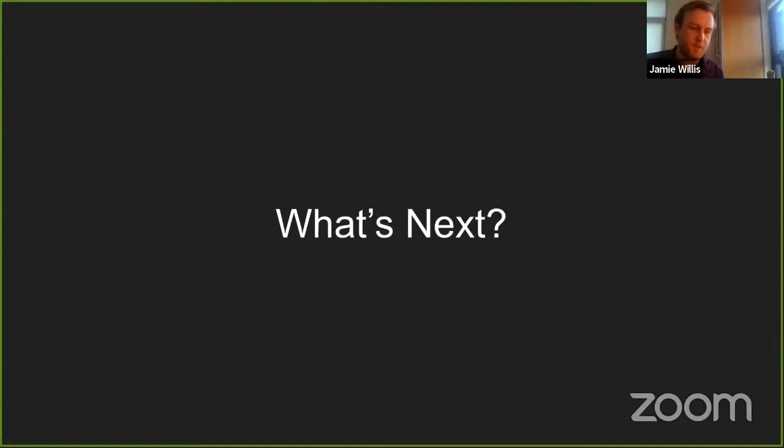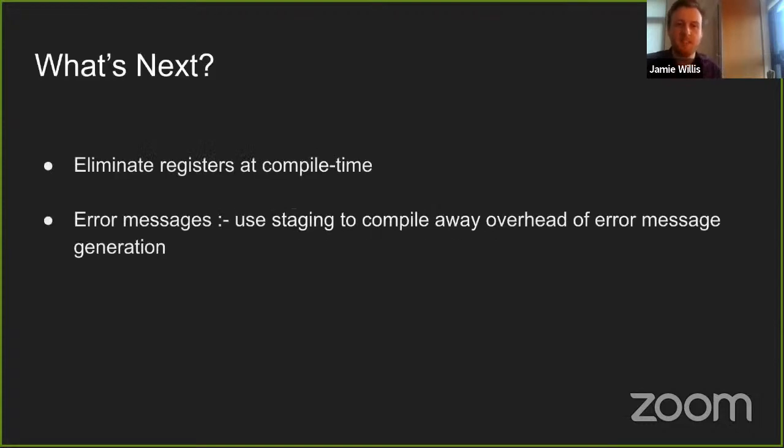So what's next for me and Parsley? Basically, I want to be able to eliminate registers at compile time. So at the moment, they're implemented with strefs, and with enough static analysis, you can find long stretches of them and just eliminate them. If the state doesn't persist across backtracking or something like that, it can be gotten rid of.